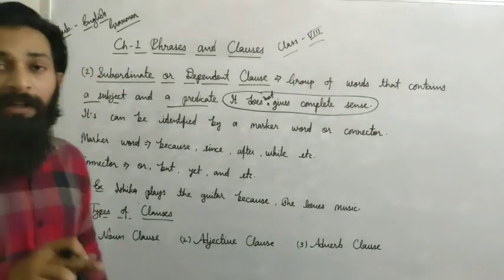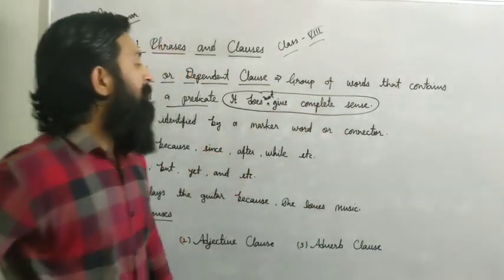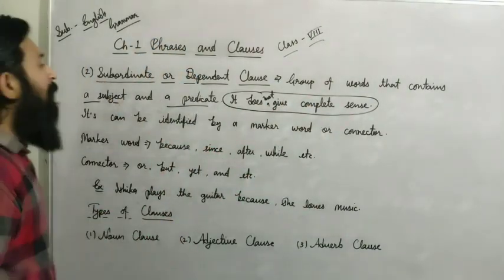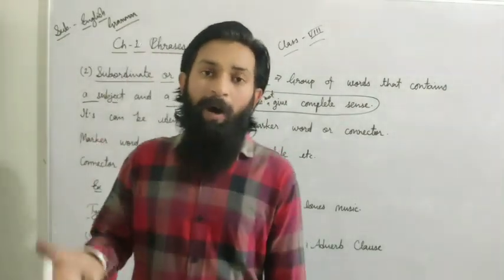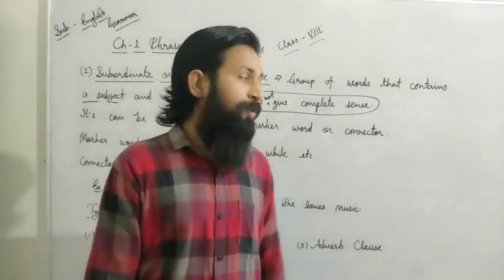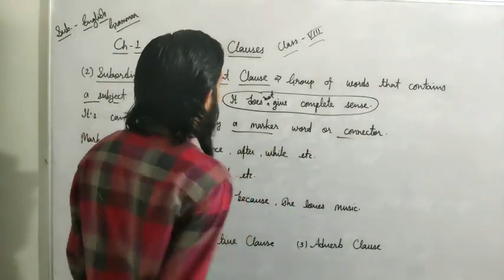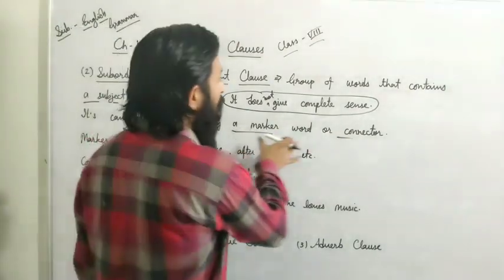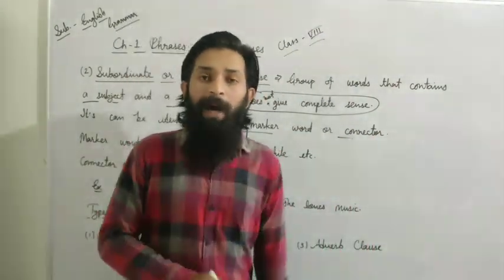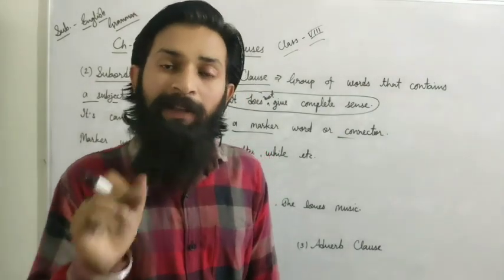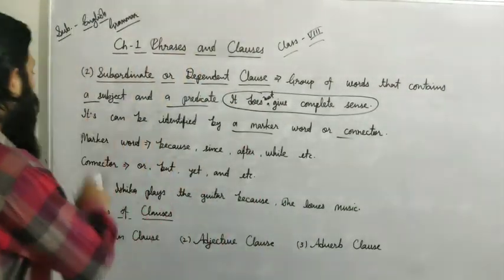If we talk about the main clause, then that gives complete sense, but a dependent clause does not. If anyone asks how you can identify a subordinate or dependent clause, you can identify it through a connector or a marker. If you see a marker word or a connector between a sentence, then after it you can say it may be 100% a dependent or subordinate clause.